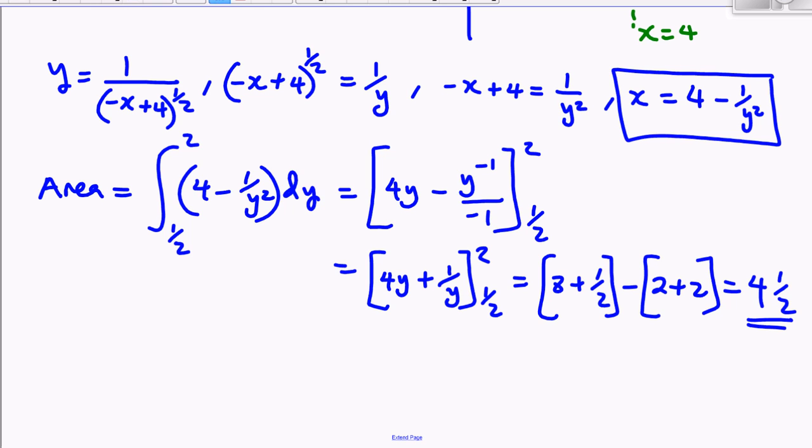So the area of this curve, the shaded region, is 4 and a half.